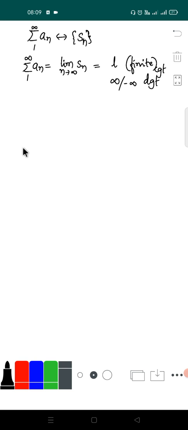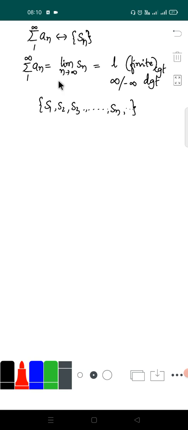Okay, such a thing is possible. That means the behavior of a series is governed by the sequence of partial sums. So you assume S1, S2, S3 and so on. You find what Sn is when n reaches infinity. That is nothing but the summation of all the a_n, right? So we use this extensively.